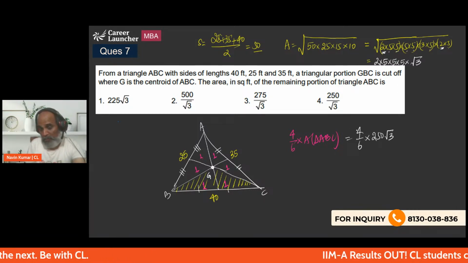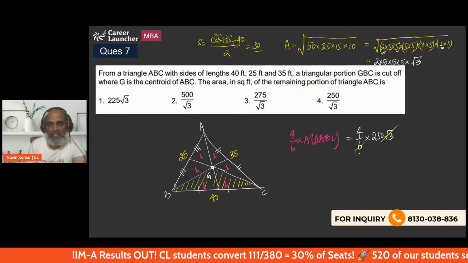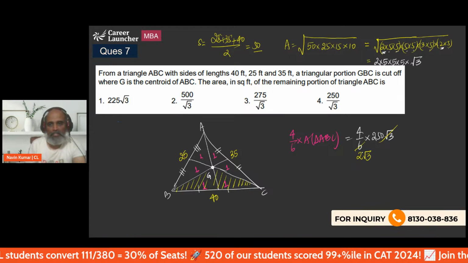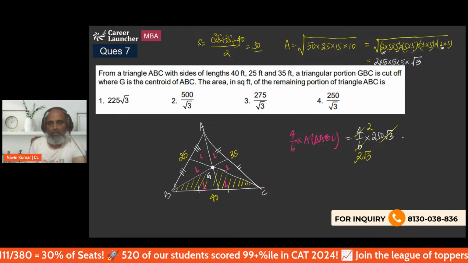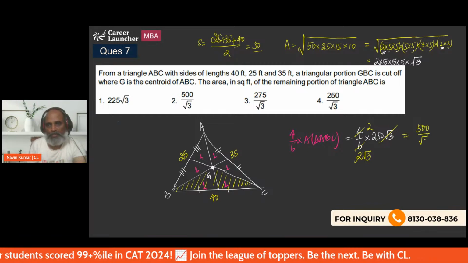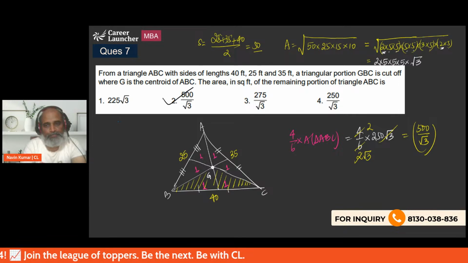So if you look at the options, what we have to do is take care of this root 3, which is going to change it to 2 root 3. This 2 will take care of this. So we will have this as 500 out of root 3. So option 2 becomes our answer.